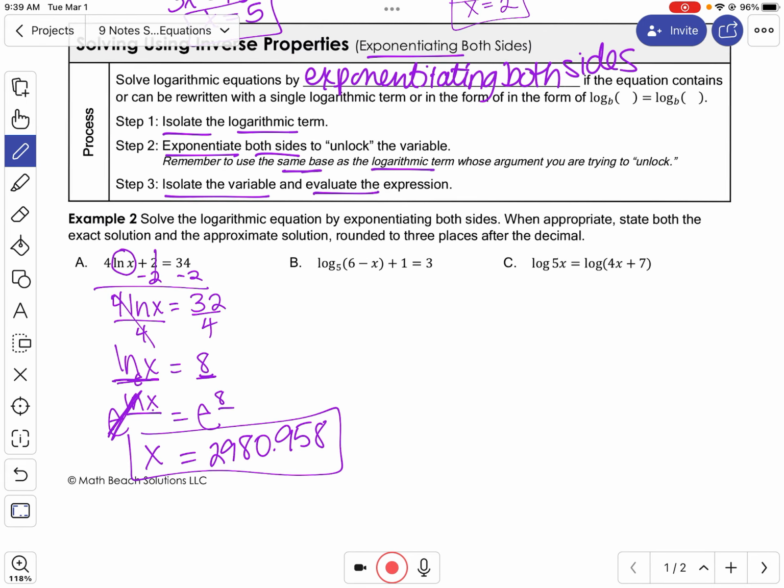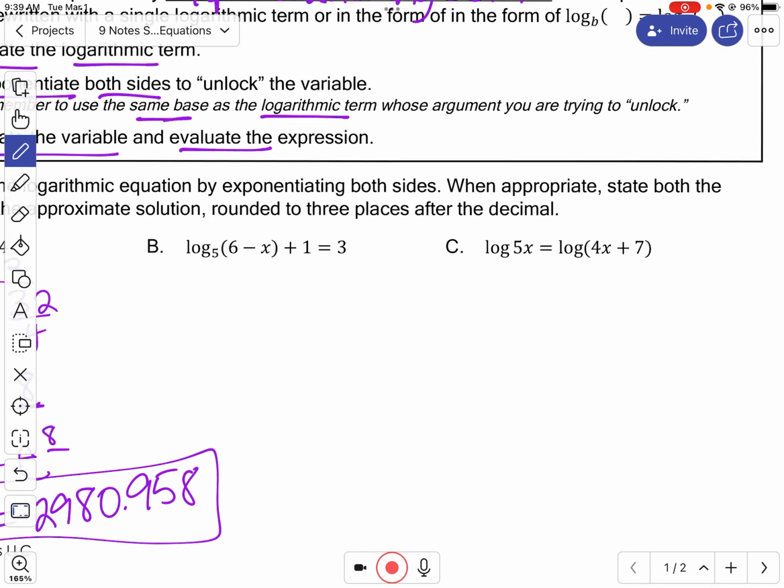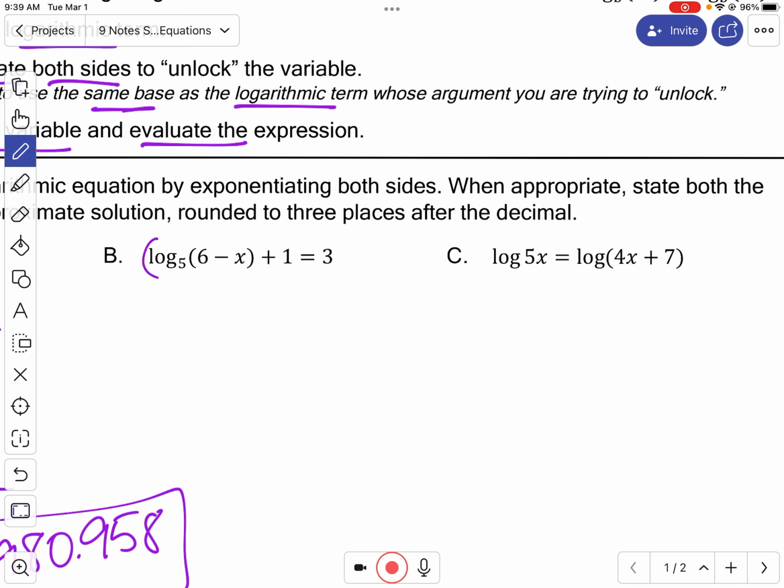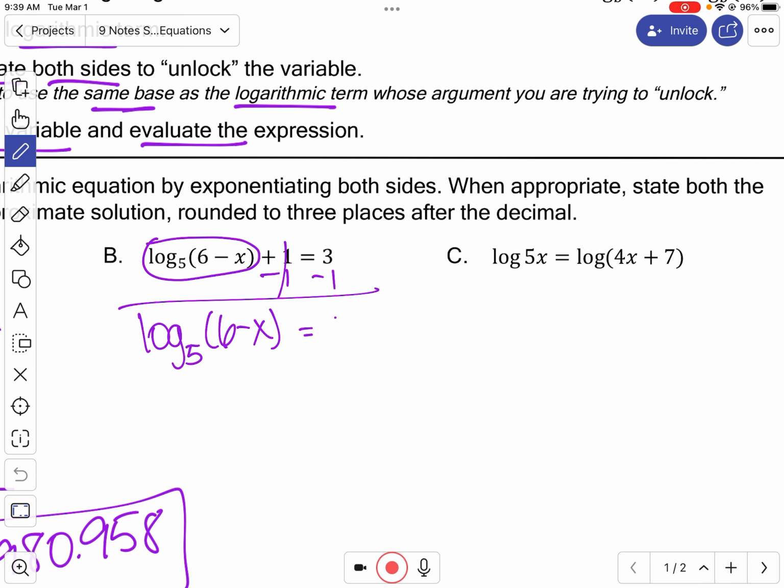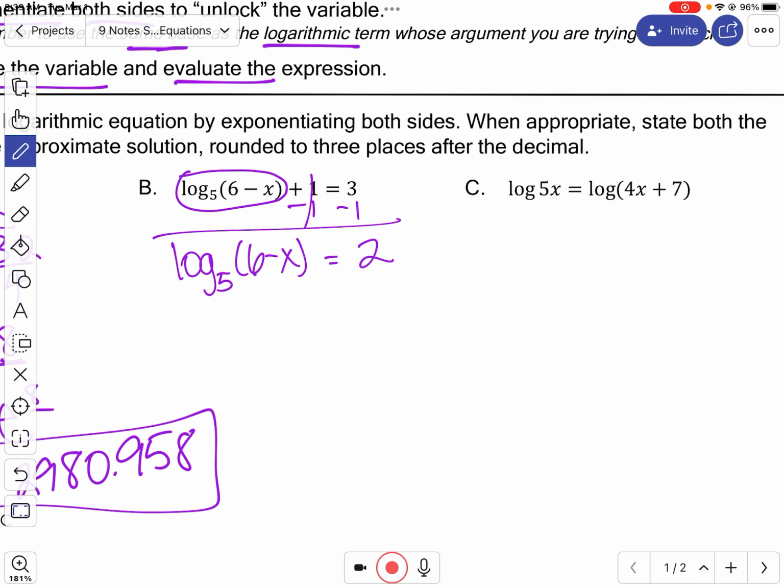All right, let's try another one. So I'm taking my log, all of that belongs to the log. I'm going to subtract 1. Once I've isolated my log, I'm going to look at the base of my log. It's 5, so I'm going to change it to an exponential. So 5 is my base. I'm taking the log base 5 of 6 minus x.